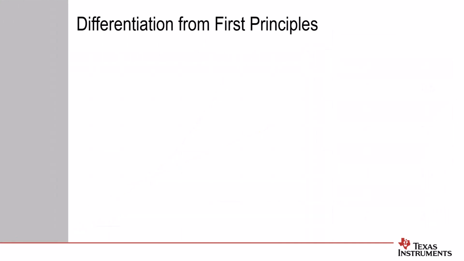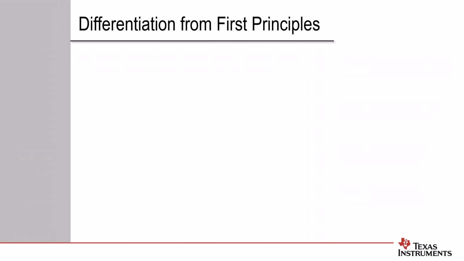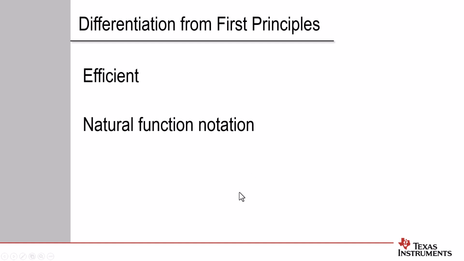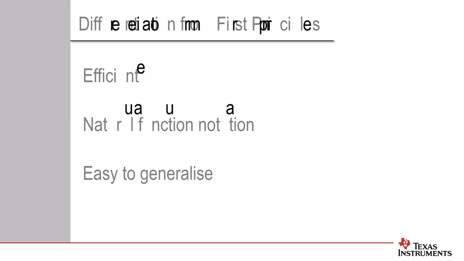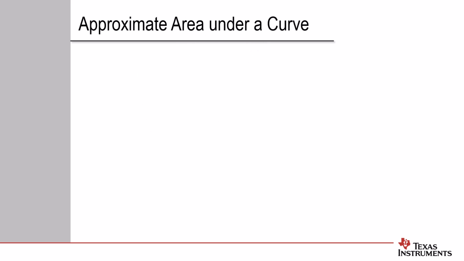So, using the calculator to differentiate from first principles, we can see that it's very efficient. In fact, if I wanted to explore another function now, I just change my definition of f of x. I've already got g of x, our gradient function, defined. We can use natural function notation, which makes it a little bit easier to use and of course is easy to generalize. So let's have a look at integration, that is the approximate area under a curve.